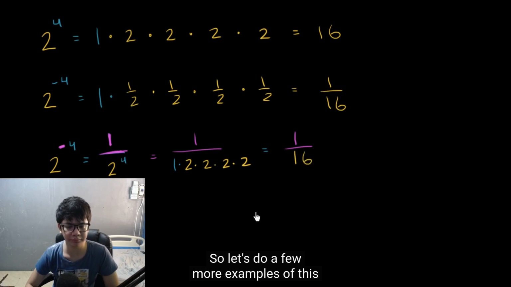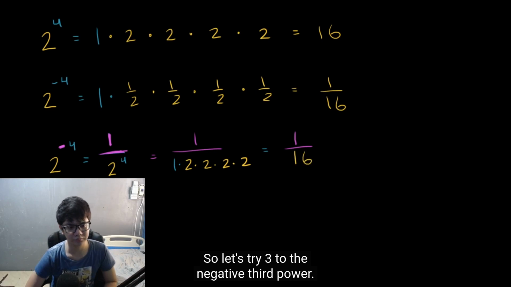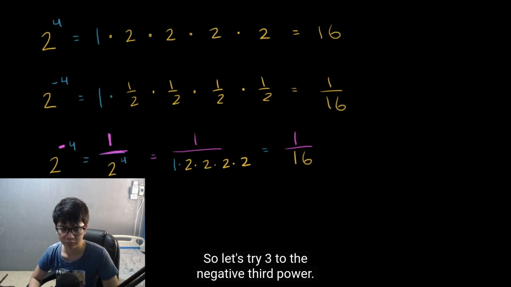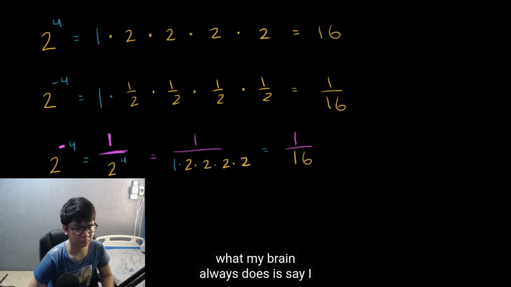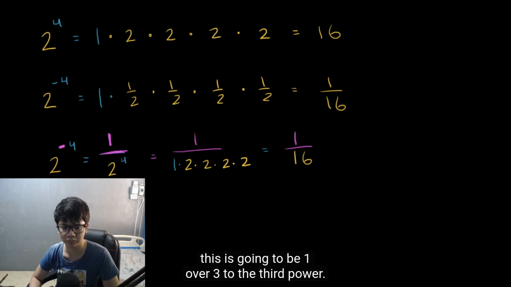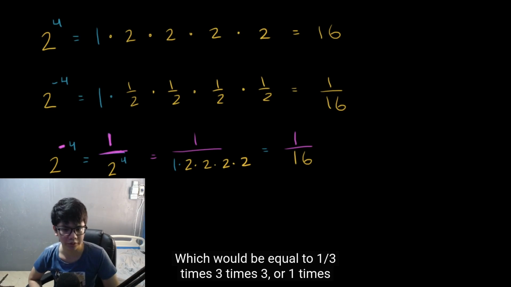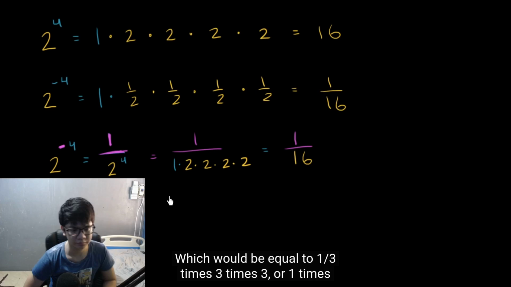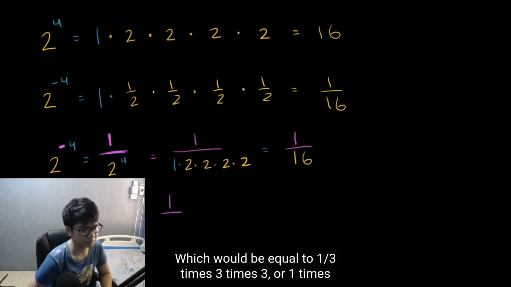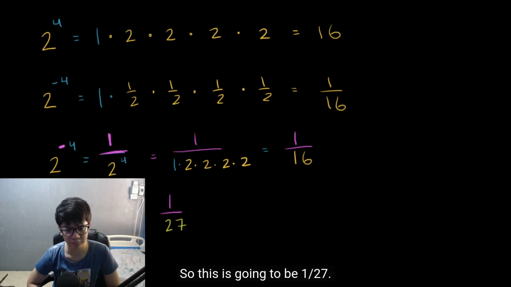So let's do a few more examples of this just so that we make sure things are clear to us. So let's try 3 to the negative 3rd power. So remember, whenever you see that negative, what my brain always does is take the reciprocal here. So this is going to be equal to 1 over 3 to the 3rd power, which would be equal to 1 over 3 times 3 times 3, which is 27. So this is going to be 1/27.